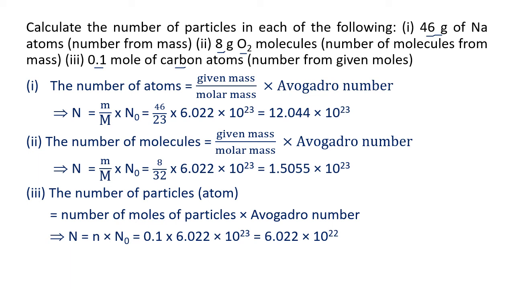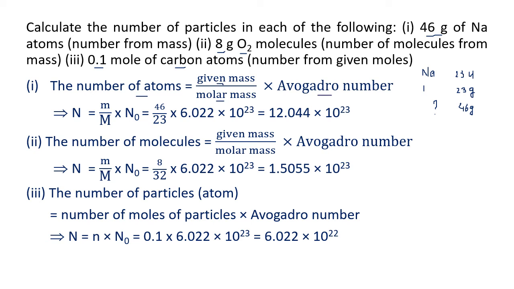So this time we have to calculate the number of particles. Now you know Na has an atomic mass of 23 units. So 23 grams will have 1 mole. 46 grams will have how much? Calculate how many moles. So the number of atoms is given by which formula? Given mass upon molar mass into Avogadro's number will be directly given.